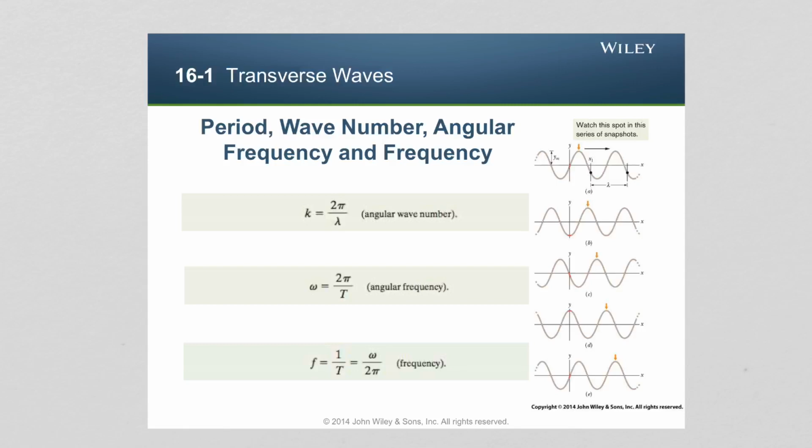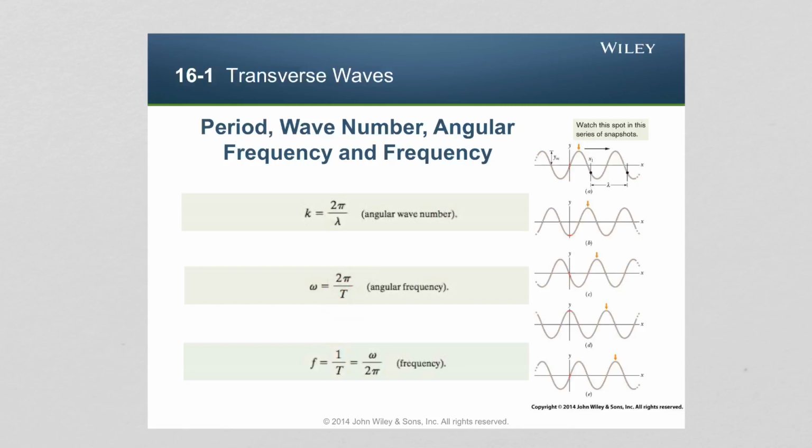The relationship between the wave number k and the wavelength lambda comes from the fact that the wave repeats after a period of 2 pi, since this is a sine function and it's 2 pi periodic. We know already what the angular frequency is. The angular frequency is simply related to the period as 2 pi divided by the period of the wave.